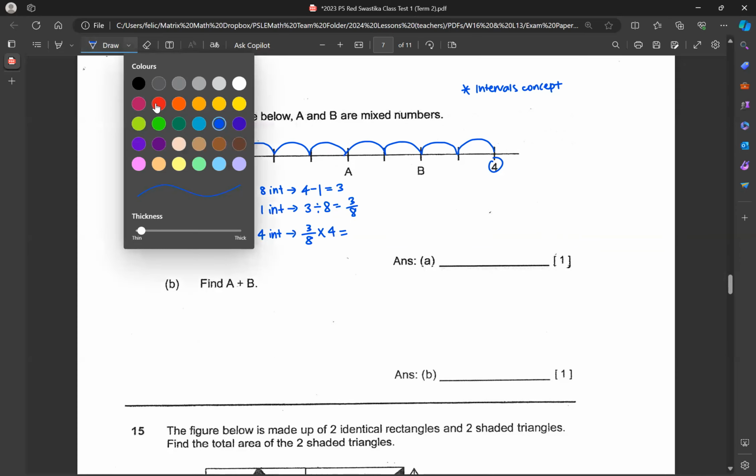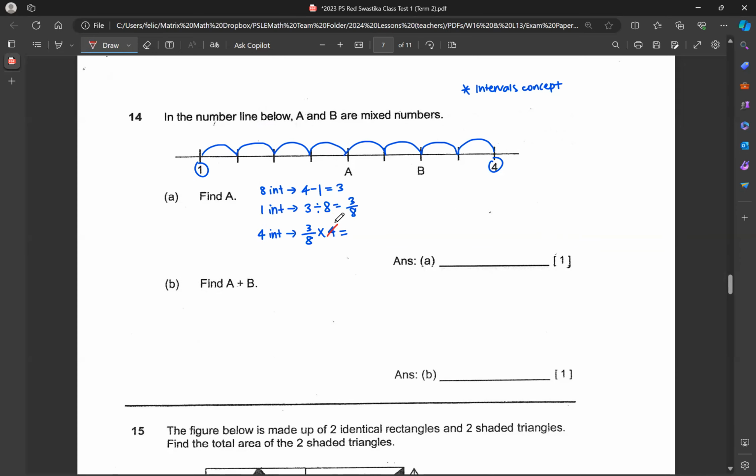Which gives us, if you want to do the cancellation, you can go ahead. So cancel become 1, cancel become 2. Okay, so this gives us 3 over 2 for 4 intervals. Okay, so don't stop there. Remember, this is just the value of 4 intervals. Now you have to get to A from 1. So from 1, you are moving forward by 3 over 2 steps.